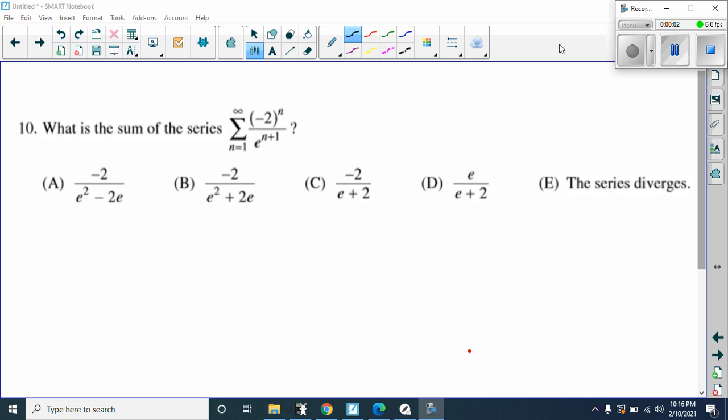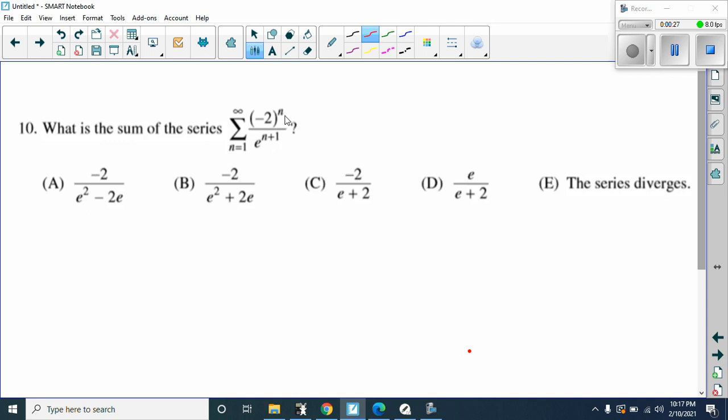This is question number 10 from the AP Review. It asks us to find the sum of this series. The only infinite sums that we've learned how to take the sum of, and the only ones we will, are telescoping and geometric series. The way it's set up here, it certainly doesn't look like it's telescoping. We also can't do partial fractions because this isn't factorable down here.